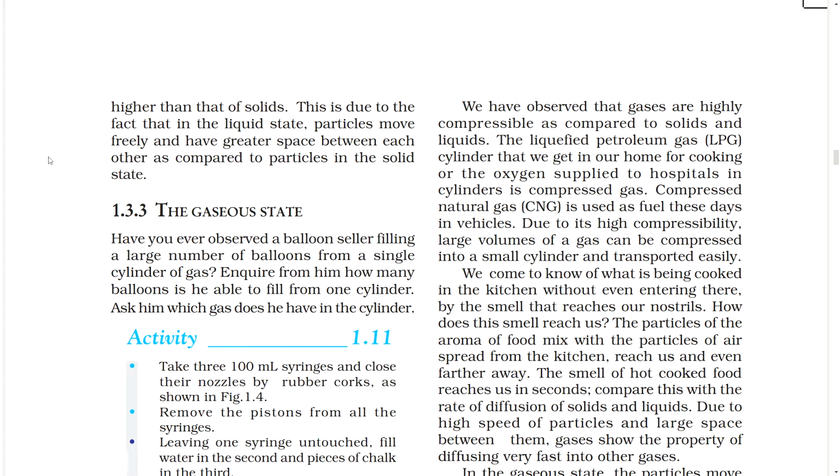The gaseous state. Have you ever observed a balloon seller filling a large number of balloons from a single cylinder of gas? Inquire from him how many balloons he is able to fill from one cylinder. Activity. Do this.